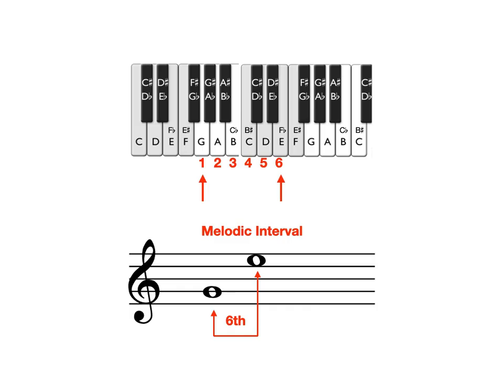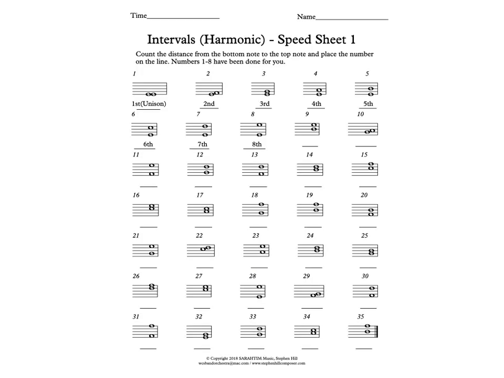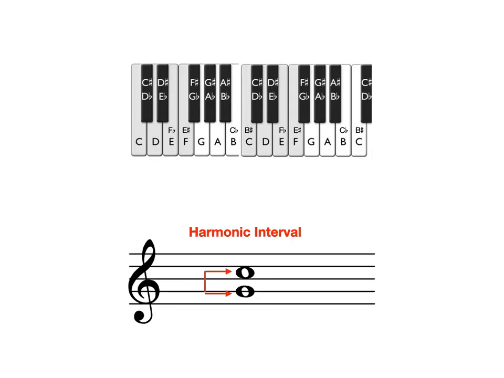And now there will be a worksheet for harmonic intervals. Okay, so the bottom note here is G, and the top one is C. And harmonic intervals are intervals that are sounded at the same time. Okay. So the distance between G and C is a fourth.